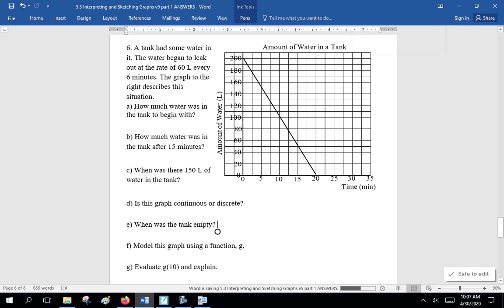Hello, ladies and gentlemen. Welcome back to Math 10C, Chapter 5, Section 3, Interpreting and Sketching Graphs, Part 2.